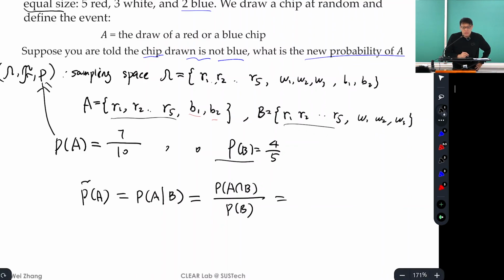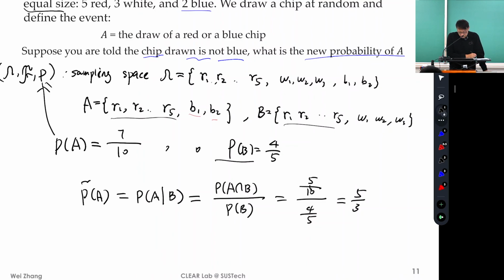So what is A intersect B? It's these 5 reds. Are you with me? A intersect B is all these reds. So the probability of A intersect B is 5 over 10. And P of B is 4 over 5. Overall, we have 5 over 8. Oh, sorry, 5 over 8. I was writing it wrong. It's impossible to be larger than 1, of course.